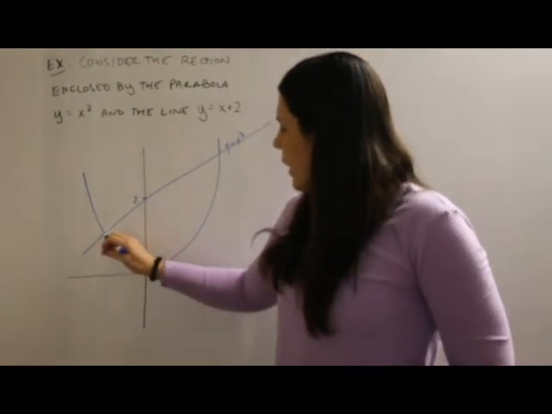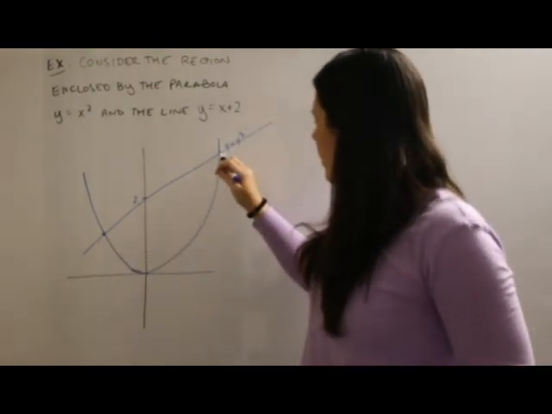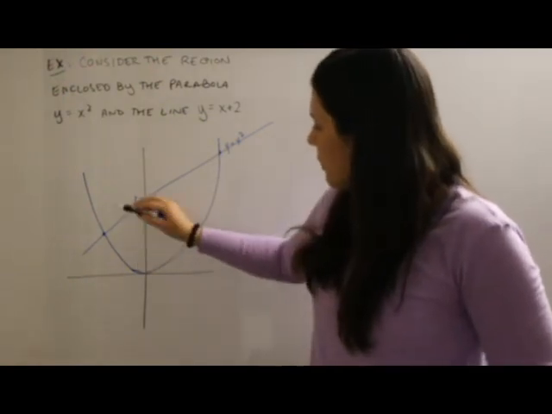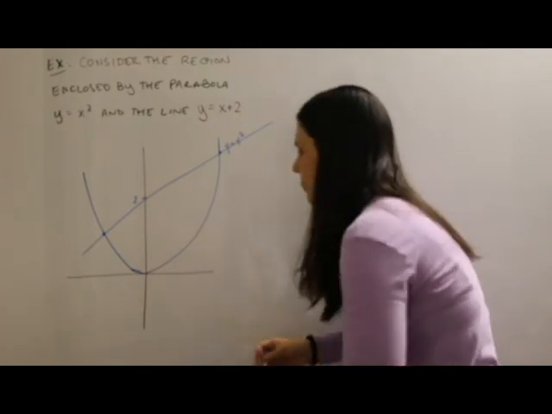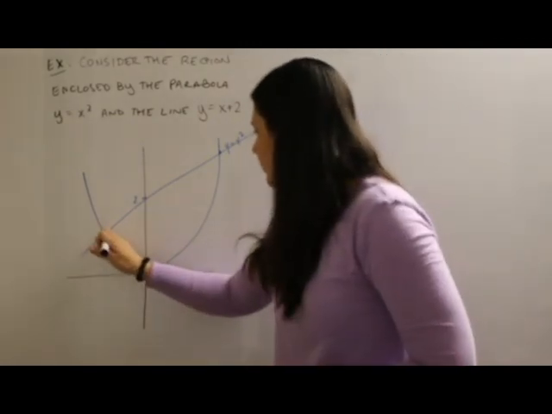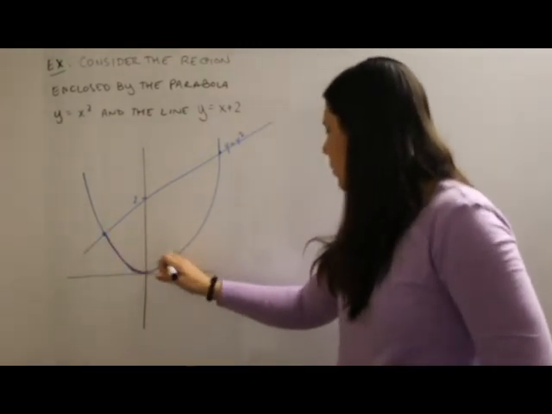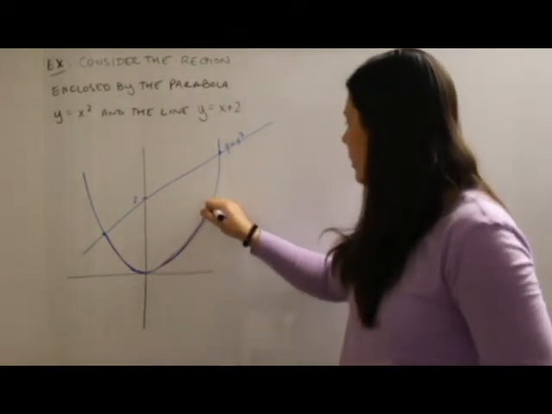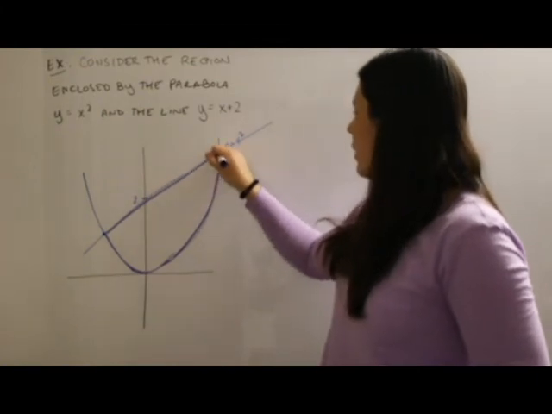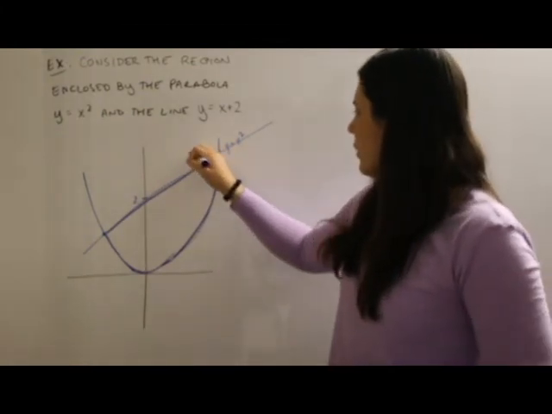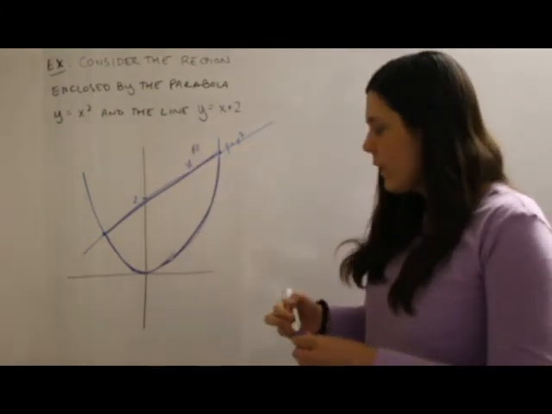Alright, so our boundaries meet right here. The problem is about this interior region. Let me just make this a little bit more clear. So this is R. It's going to be enclosed by this parabola on the bottom side and this line on the top side. So this is R, down in here.